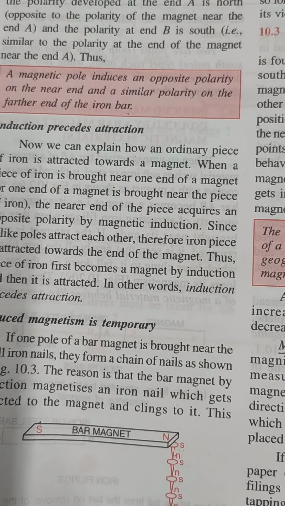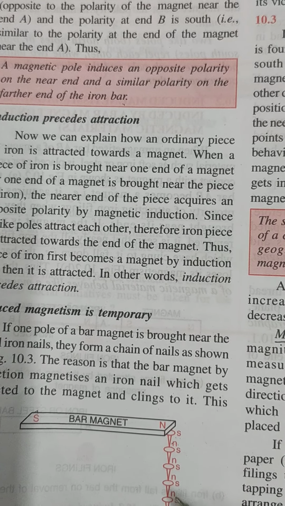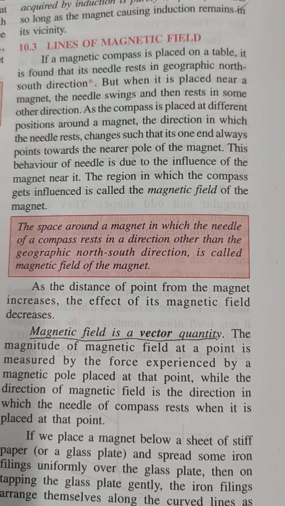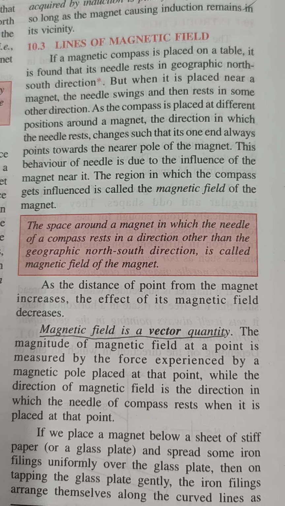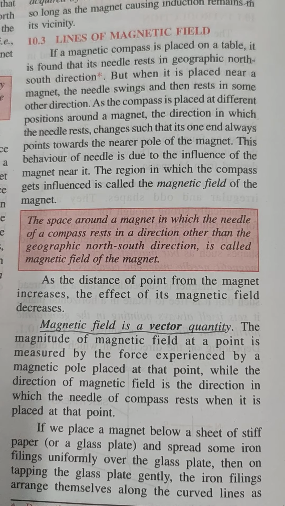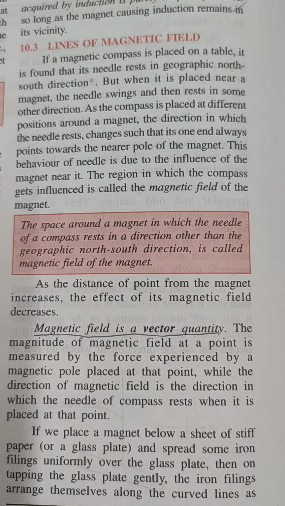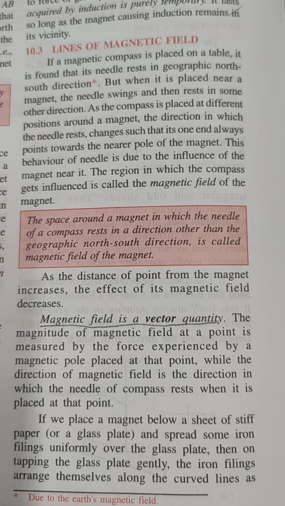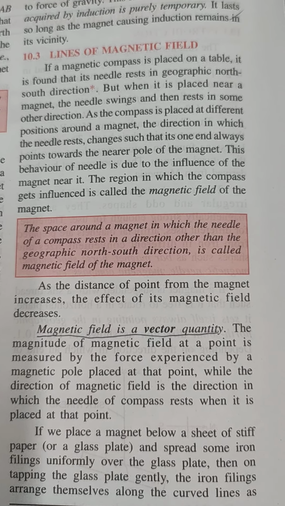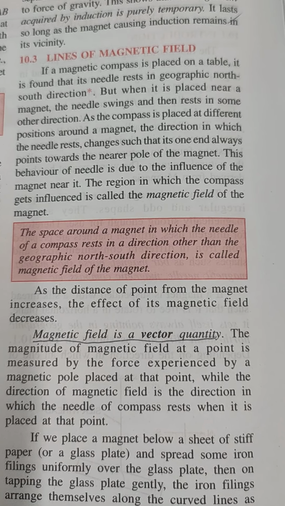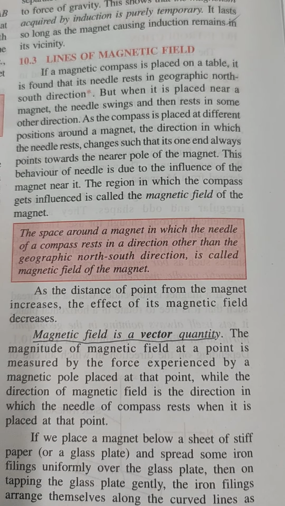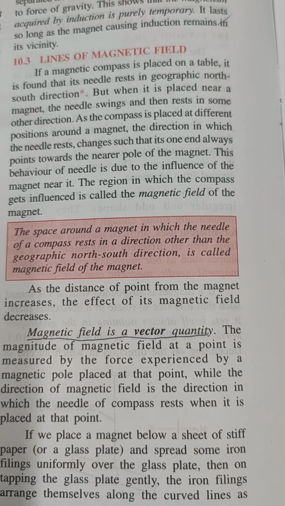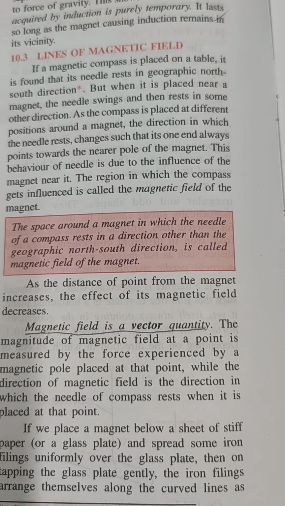So we say that the magnetism acquired by them is purely temporary. To understand the lines of the magnetic field, if we have to go through the definition, then it is the space around a magnet in which if you keep the needle of a compass, then it will rest in a direction other than the north and south direction of the earth.